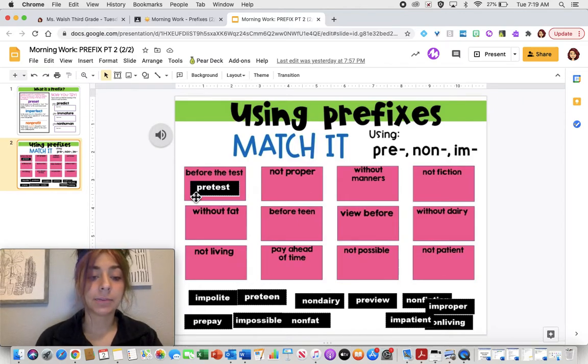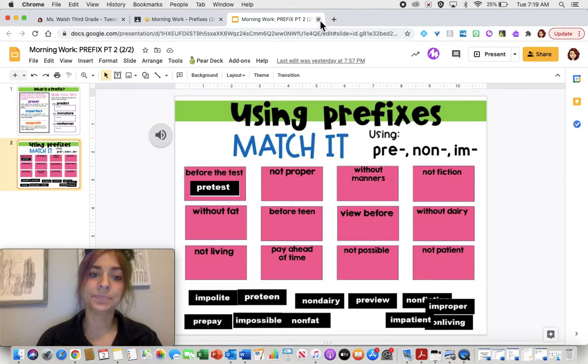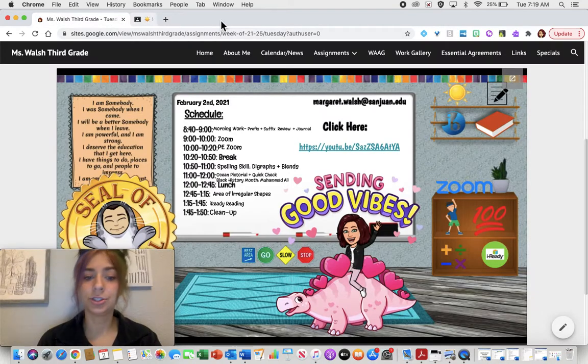For example, Miss Walsh already did one for you. The definition was before the test, so I knew immediately that the word test was going to be in the word. I looked, and this was the only one with test, but I wanted to double check my work, and it says before. Oh, well, I know pre means before, so before test. And so I clicked and dragged it to that definition. So just keep that in mind, please, while you are doing that job.